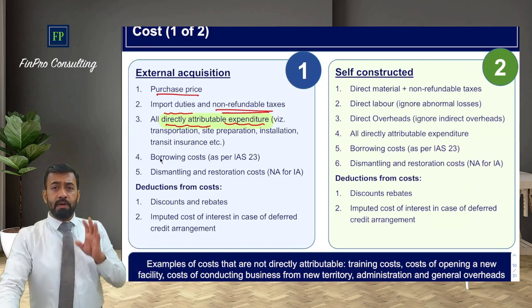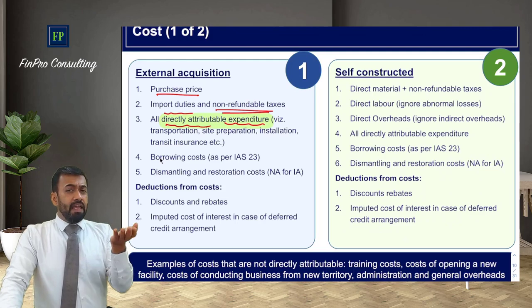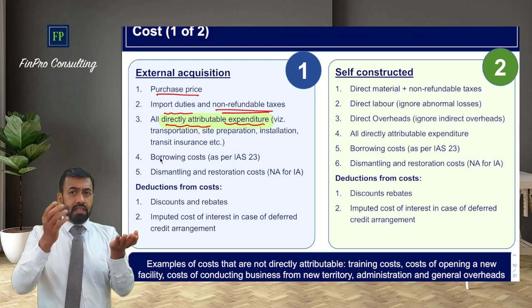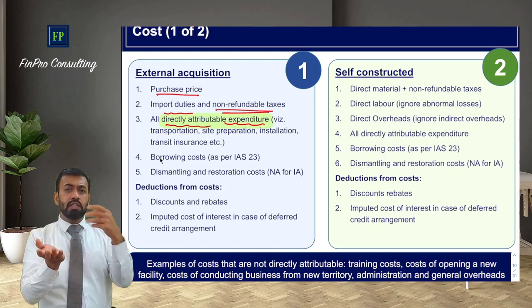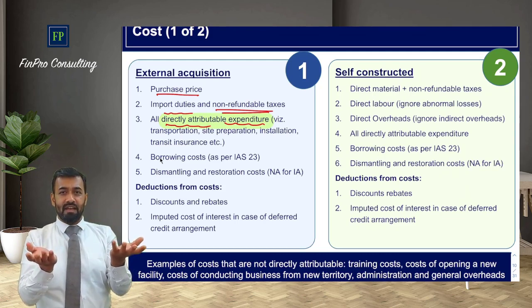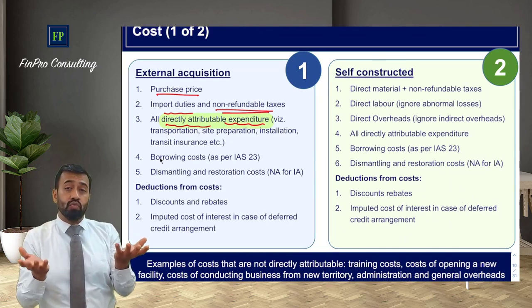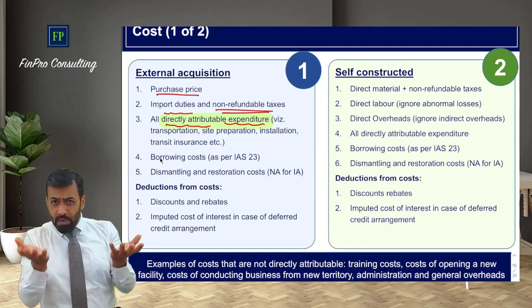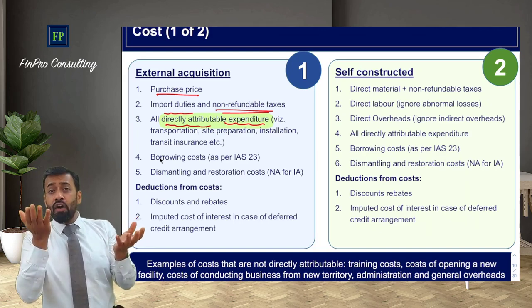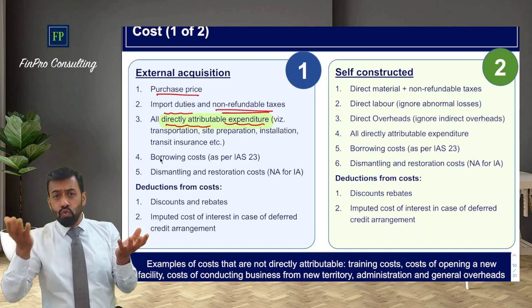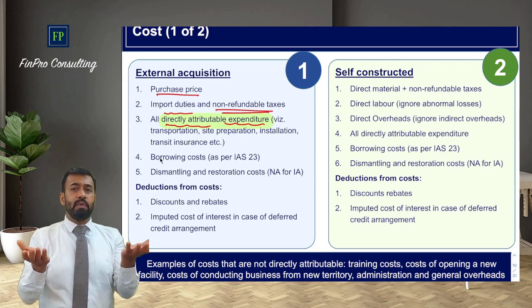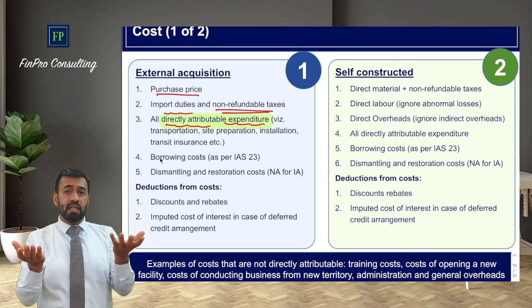Directly attributable expenditure, in the sense that if I incur that expenditure, then only that asset is going to be there. And vice versa also, that asset is there because I have incurred this expenditure. You have to check this, correct? That had I not incurred that expenditure, I would not have been able to use that asset the way I would like to. Or that asset cannot be functional, or it is not usable if I do not incur this expenditure.